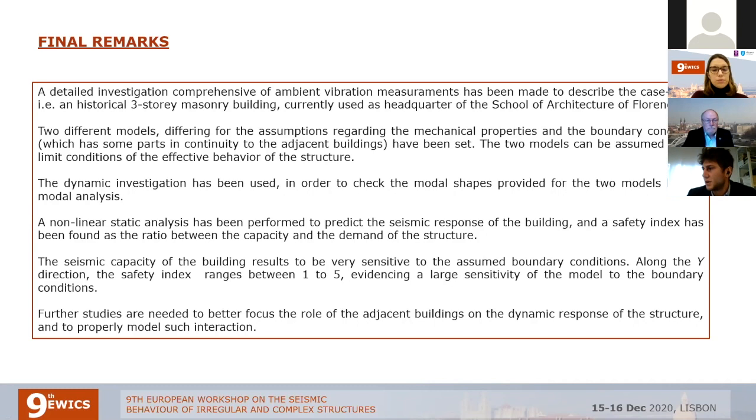So, of course, further studies are needed to better focus on the role of the adjacent buildings and on the dynamic response of the structures to properly model such interaction, and also in order to define more specifically the mechanical characteristics of the materials involved in the analysis.